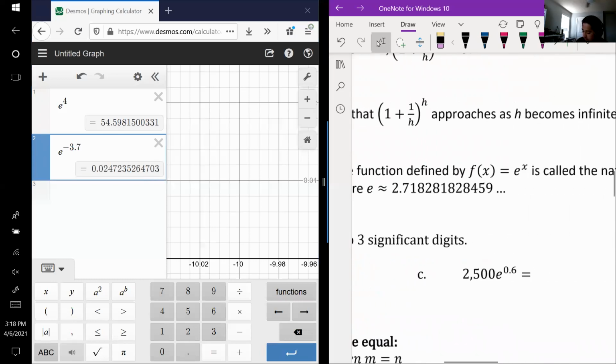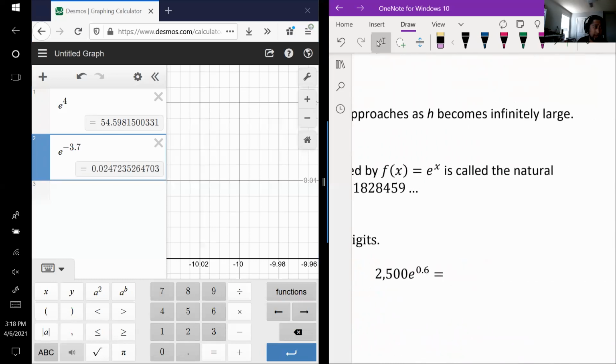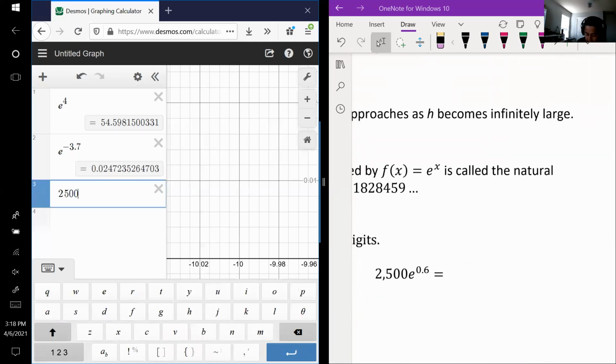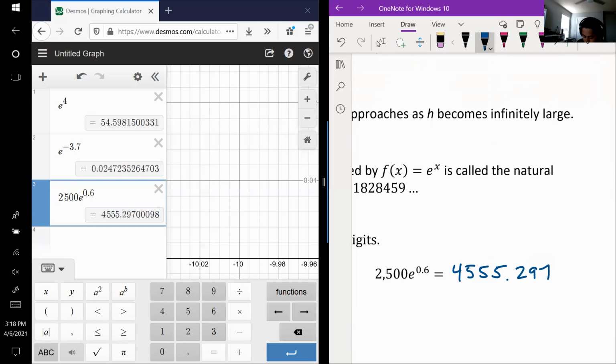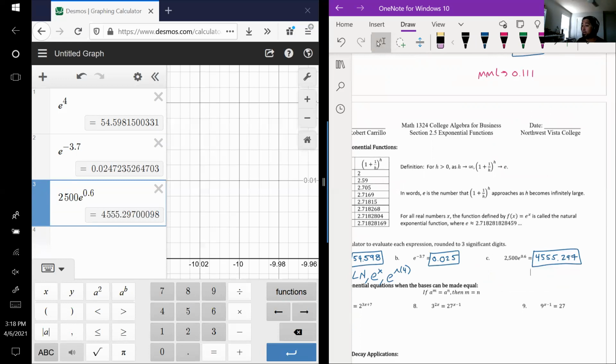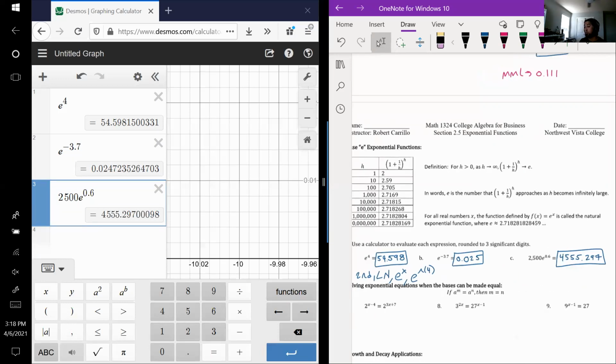Okay. And then next one, you'll type this in just as you see it. 2,500 e raised to the 0.6, and we get 4,555.297. Okay. And that's calculating the exponential expression with the base of e. Any questions on that?